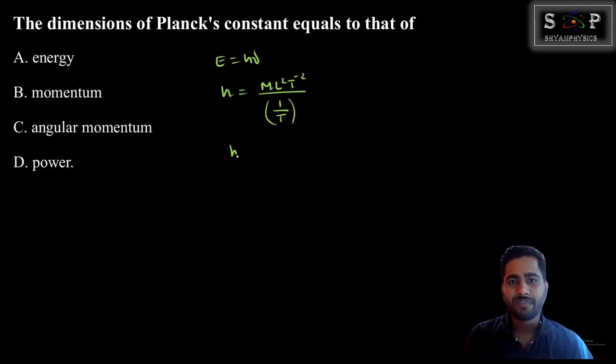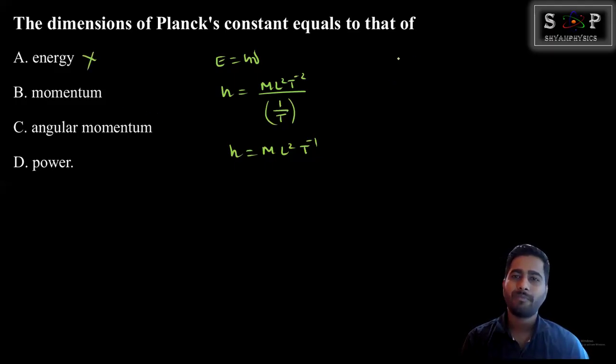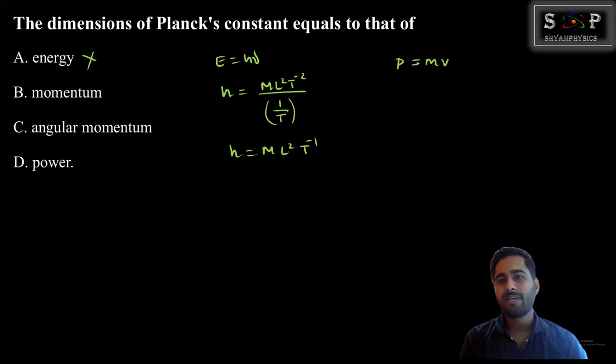Okay, I'm shifting this one. H is equal to M L to the power 2 T to the power minus 1. The dimension of Planck's constant is equal to that of... one by one we need to calculate. It is not possible to equal energy. We'll check for momentum. Momentum, P is equal to m into v, so mass, velocity L T minus 1. No, not possible. Momentum is not possible.